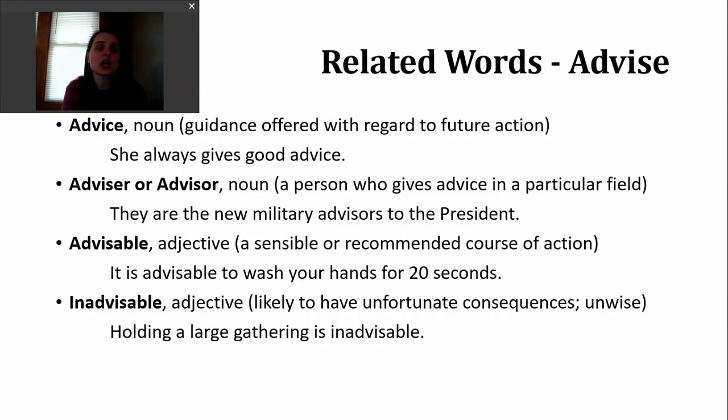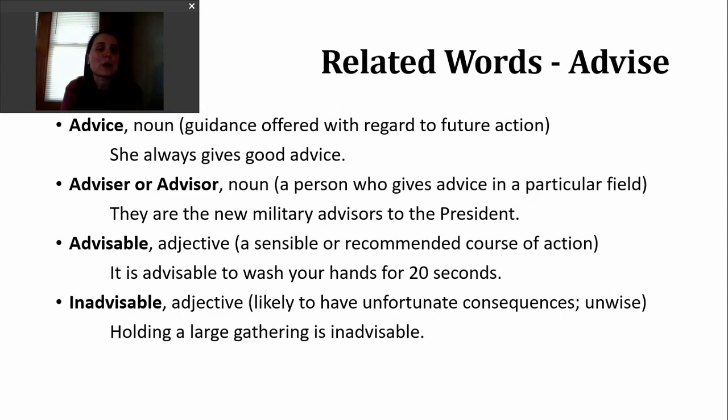Finally, today, let's look at a few words related to advise. And the first one is something that always comes up in my ESL classes, the difference between advise and advice. So first, a quick pronunciation note. Our verb advise ends with an SE, but the ending sound is like a Z, advise. Okay? The noun form, it ends in CE, but it makes more of an S sound, advice.